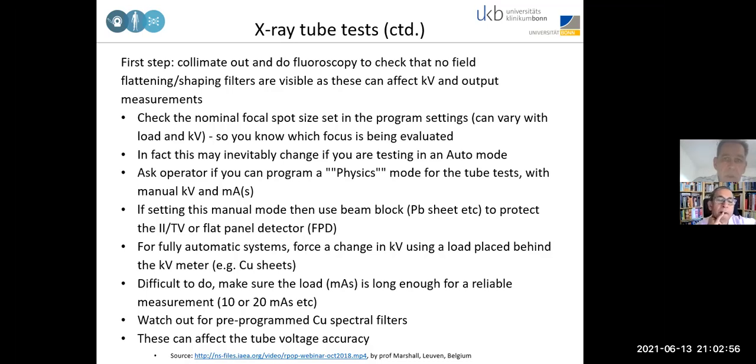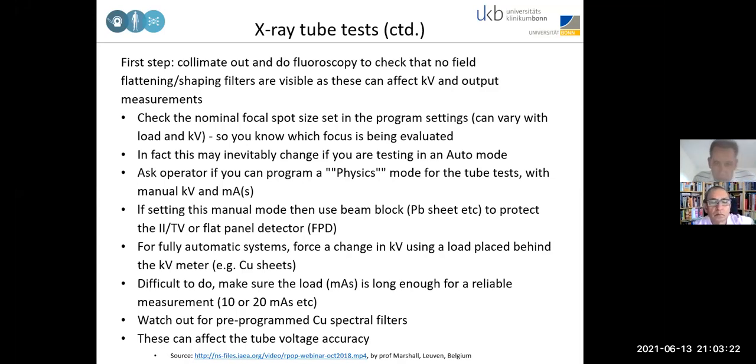The next one you should test is the collimator. So open it. You check for the flattening filters, which can be affected by the voltage and which can affect the measurement. So you check the focus spot size. Then you have to test it in the auto mode.